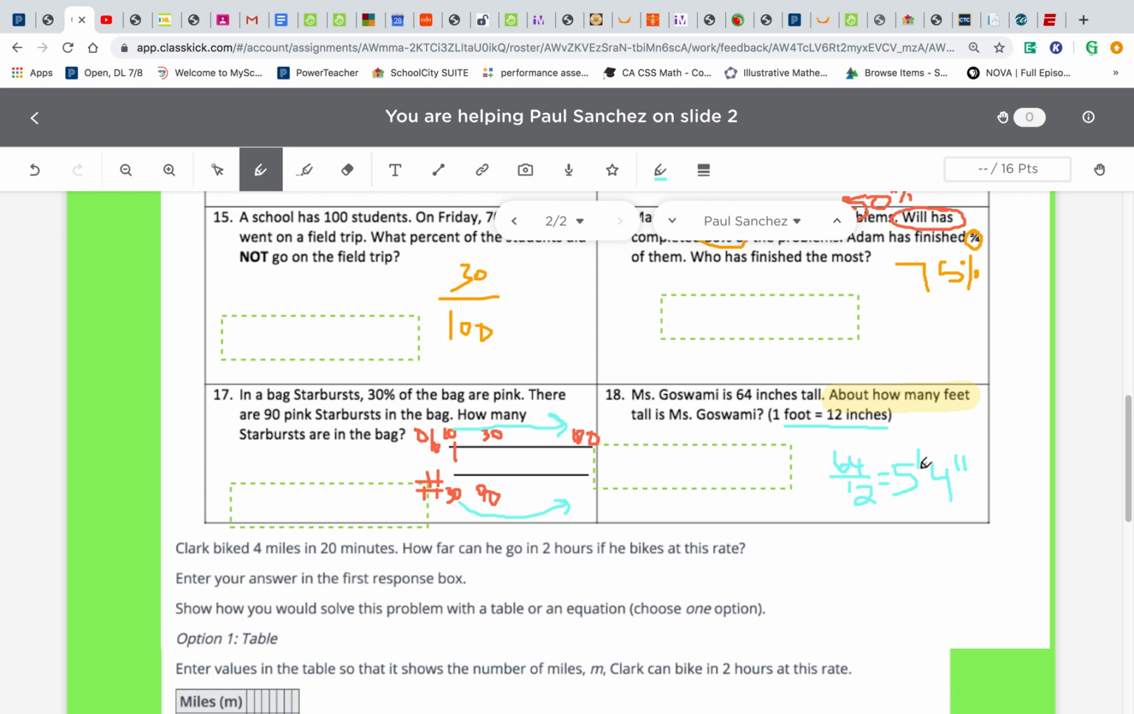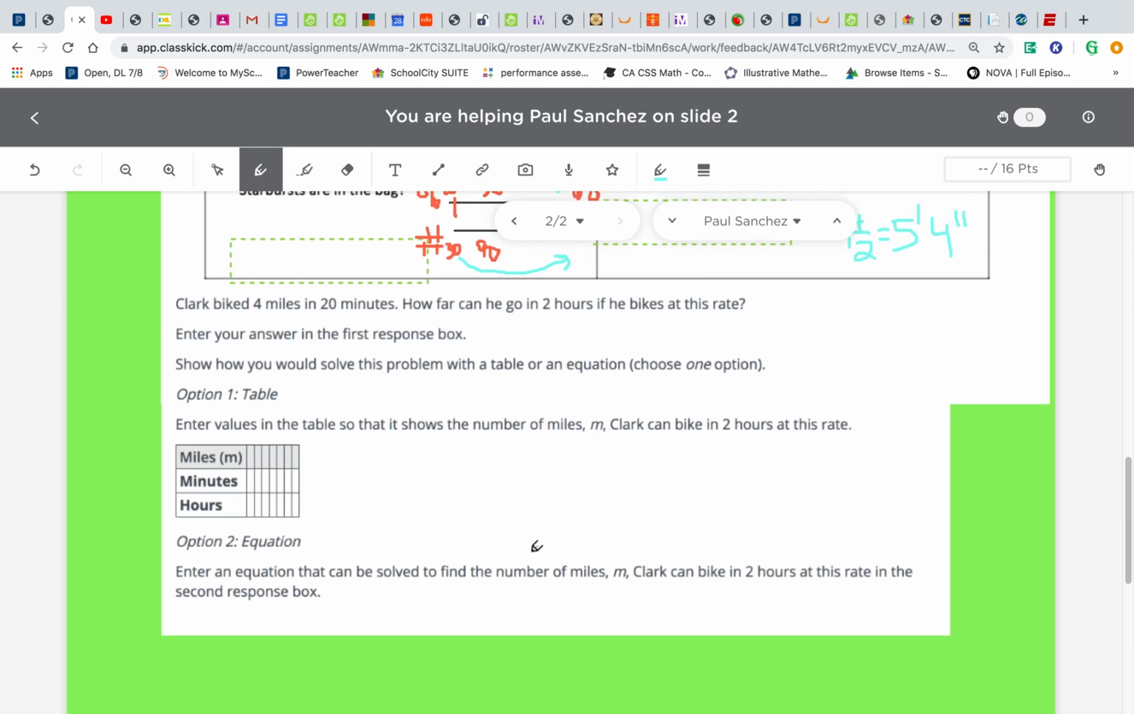All right, and last one down here. Clark biked 4 miles in 20 minutes. How far can he go in 2 hours if he bikes at this rate? Okay, so down below here they mentioned that we can use either the table or an equation. Now, we haven't taught you guys how to make an equation yet for this. That's going to be happening after winter break. But just be aware that you are going to be learning that after winter break. But we do know about tables, right?